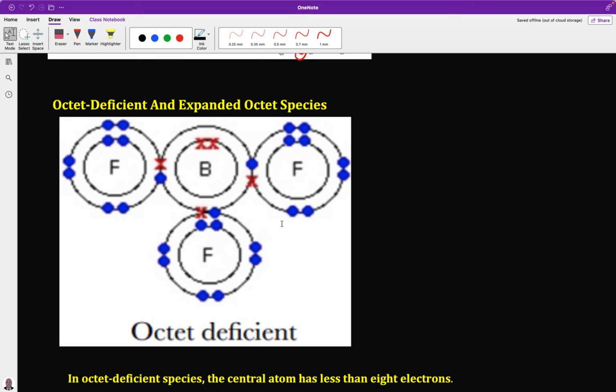Okay, there's another structure we call octet deficient and octet expanded species. The ultimate goal for sharing of electrons or covalent bonding is that each atom acquires a full outer octet of electrons. But in this situation, there are some species that are deficient of it. For example, boron trifluoride. This is an exception where the central atom has fewer than 8 electrons: 1, 2, 3, 4, 5, 6.